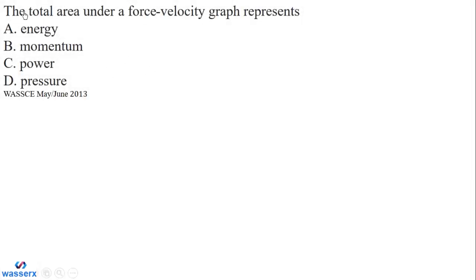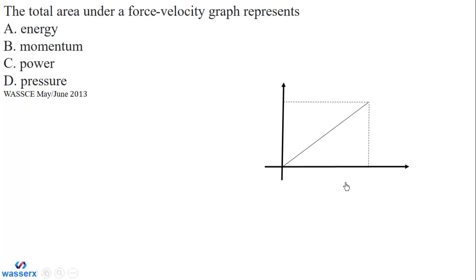We have another one here. The total area under a force velocity graph represents what? Is it energy, momentum, power, or pressure? So let's see. We have our graph over here, velocity against force. What would the area under this graph represent?